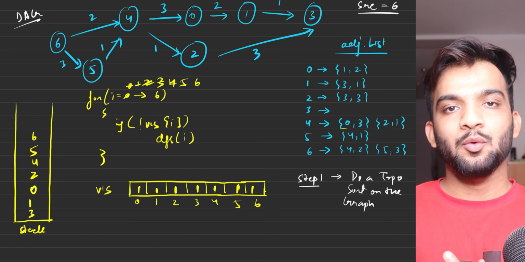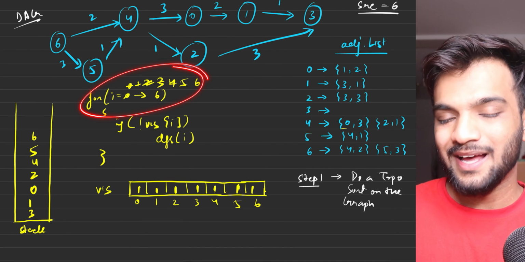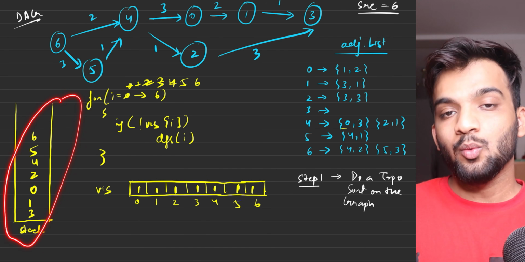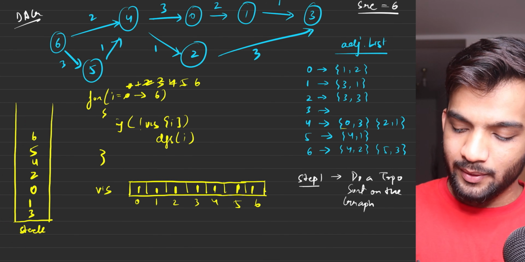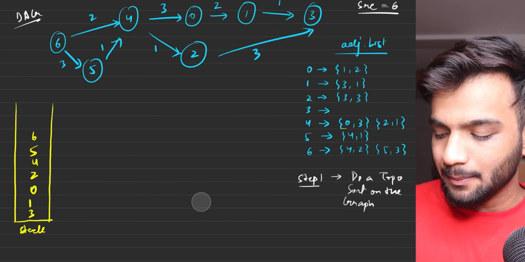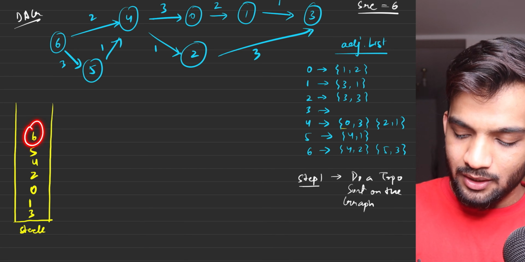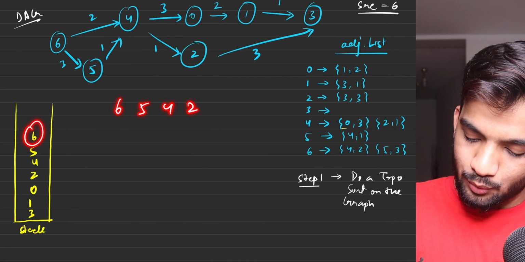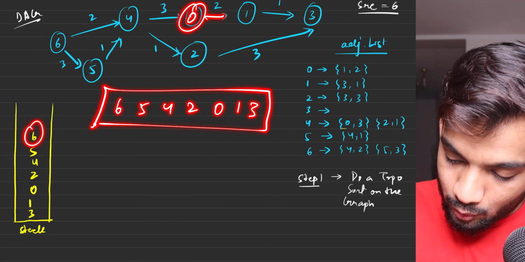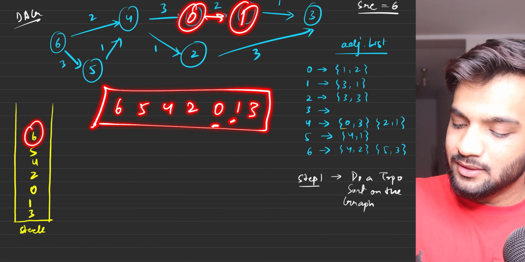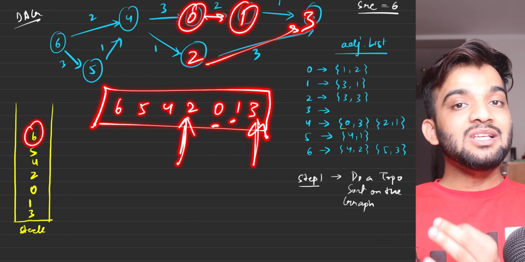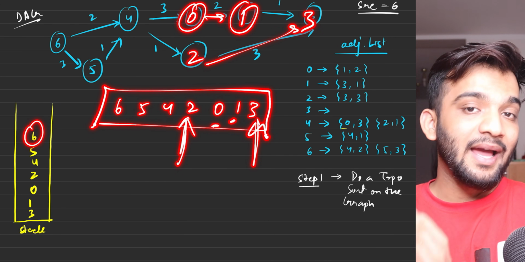Once this for loop has been completed and all the DFS calls have been completed, this stack will store the toposort. Let's quickly erase this off. So step 1 has been completed, and the toposort is very simple. It is 6, 5, 4, 2, 0, 1, 3. If you carefully see, there is an edge between 0 to 1, so 0 appears before 1. There is an edge between 2 to 3, so 2 appears before 3. So this is indeed a valid toposort.